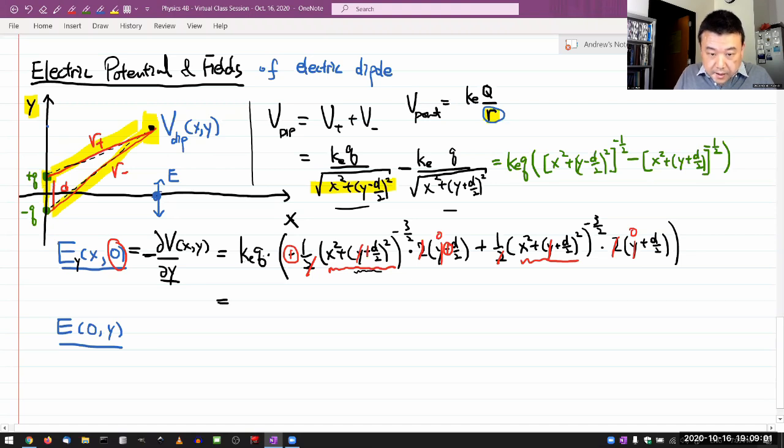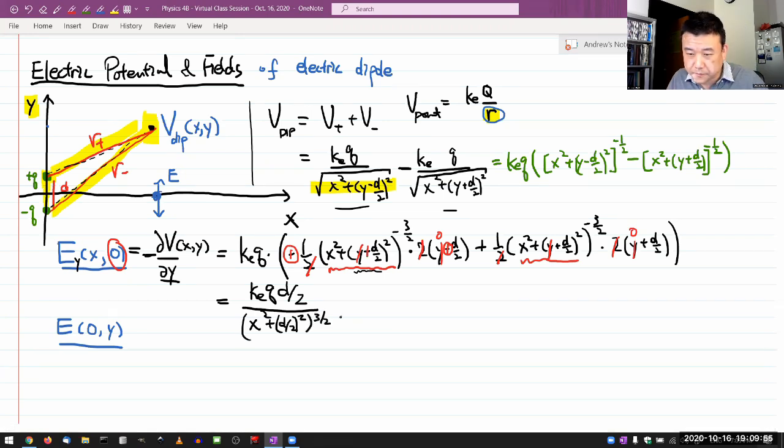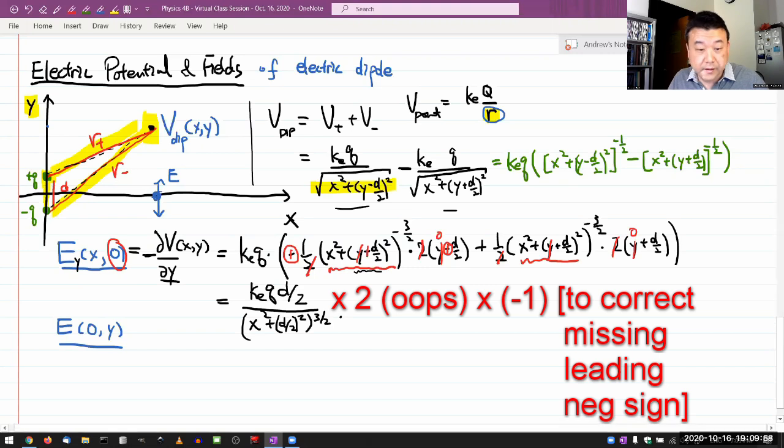The kq, what else is in the numerator? I think I see d over 2. Yeah, so kq times d over 2. So you have that product of q times d, which I'm telling you is meaningful as a dipole moment, divided by x squared plus d over 2 squared, raised to the power of 3/2. Yeah, I didn't forget anything, I hope. I think I got everything. And so that's the answer.